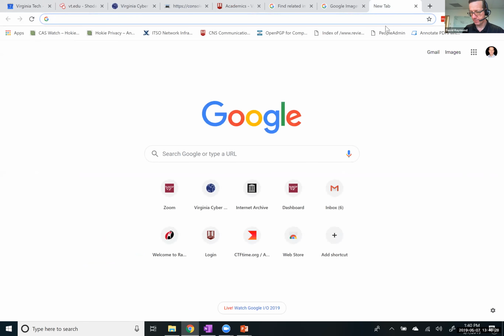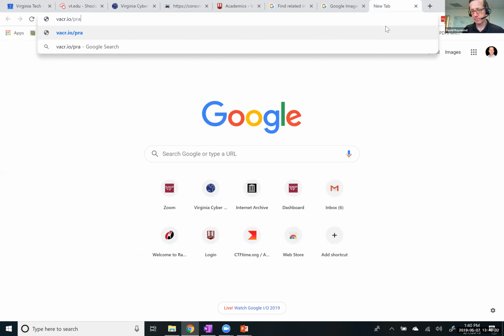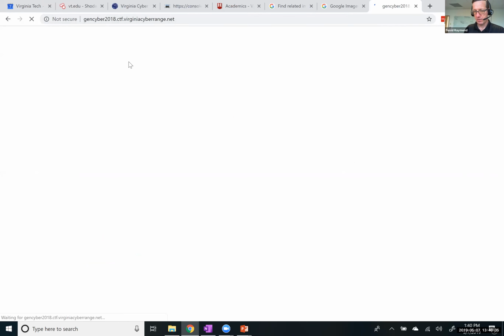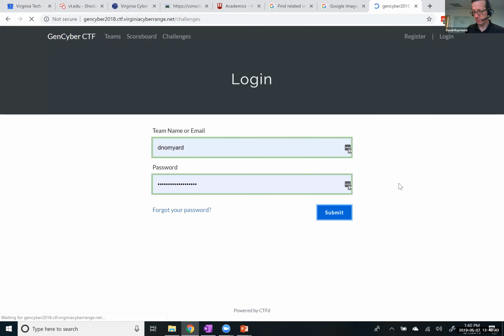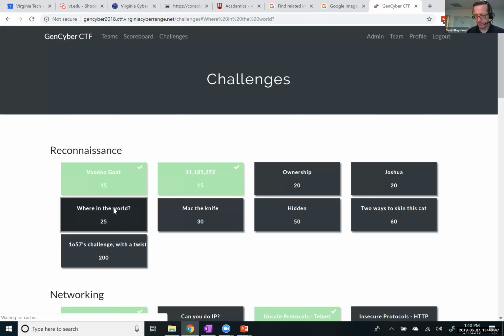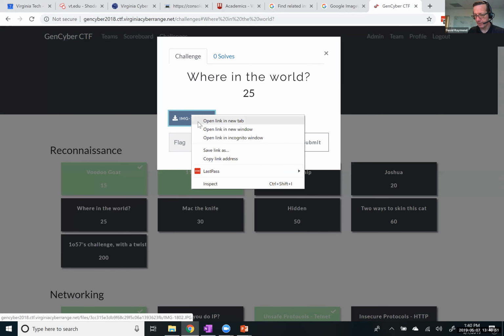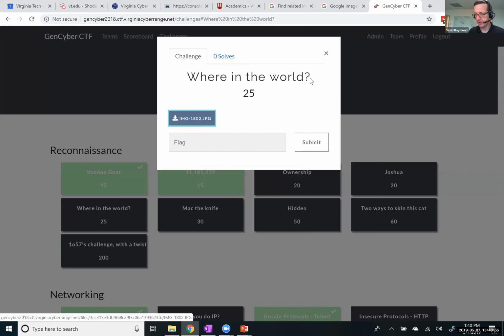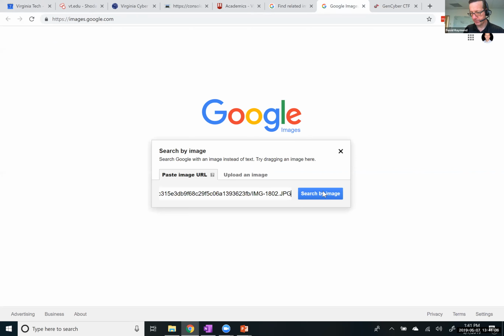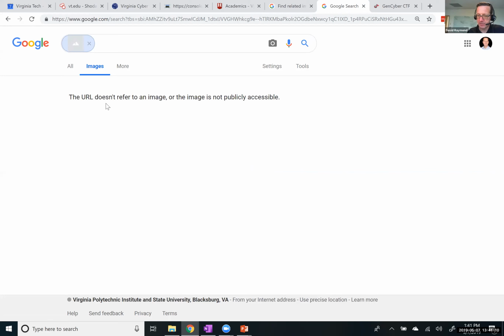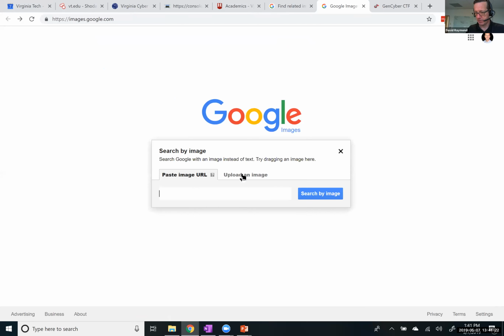Let's see. Copy, copy link address. Paste it there, search by image. Okay, so I'm doing a search. The URL doesn't refer to an image. The image is not publicly accessible. Oh, yeah. I wonder if I can just upload an image, yeah.